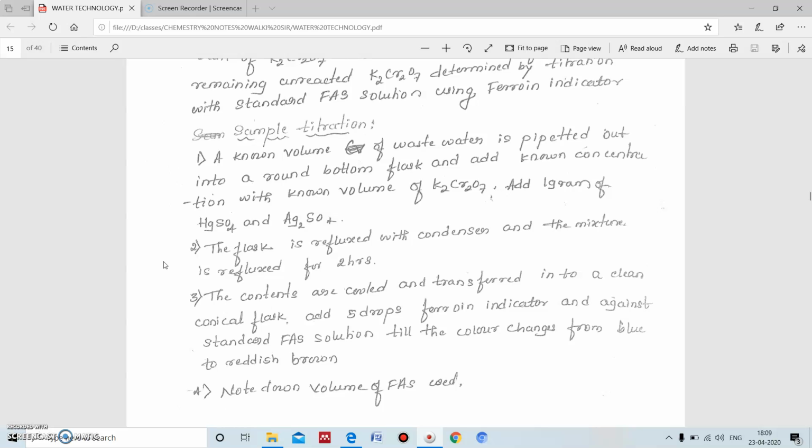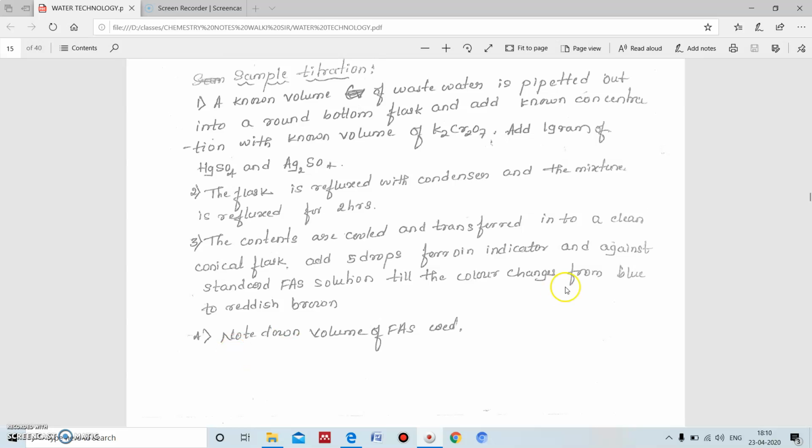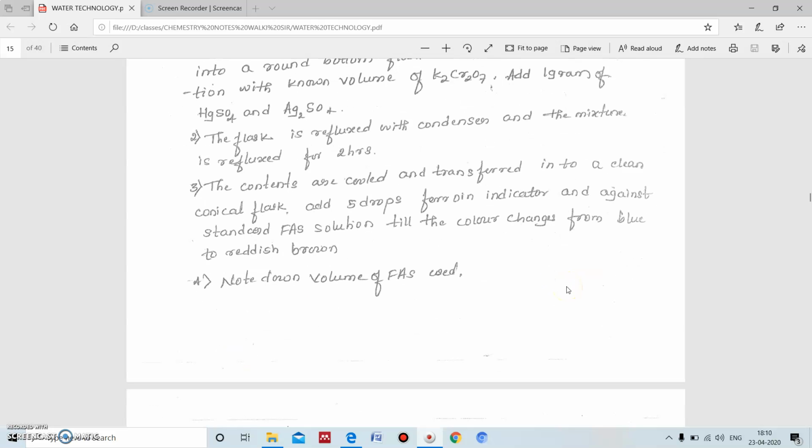To that reaction mixture containing conical flask, we are going to add 5 drops of Ferroin indicator. This will become blue. Then this blue color solution is titrated against standard FAS solution till the color changes from reddish blue to reddish brown. The final color changes from reddish blue to reddish brown. Then the amount of FAS utilized in the titration is noted down.